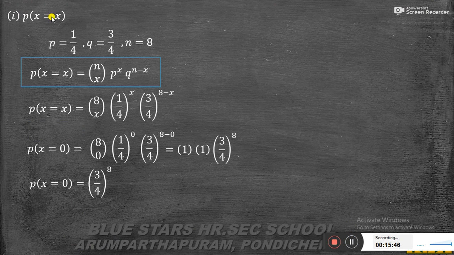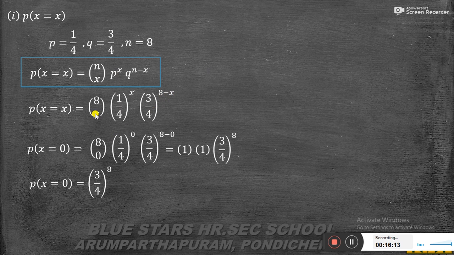See here, p equal to 1 by 4, q equal to 3 by 4, n equal to 8. So I substitute in the binomial distribution. This is the binomial distribution formula: probability of x equal to x means nCx, p power x, q power n minus x. Therefore probability of x equal to x means 8Cx, 1 by 4 whole power x, 3 by 4 whole power 8 minus x.